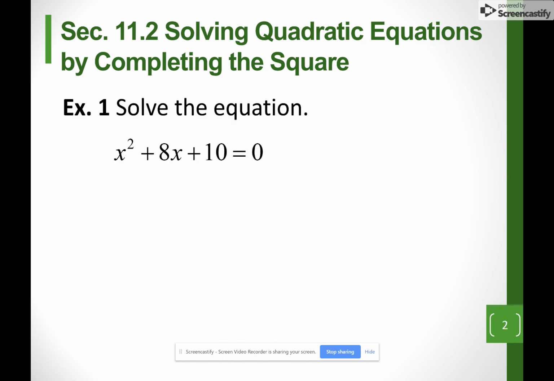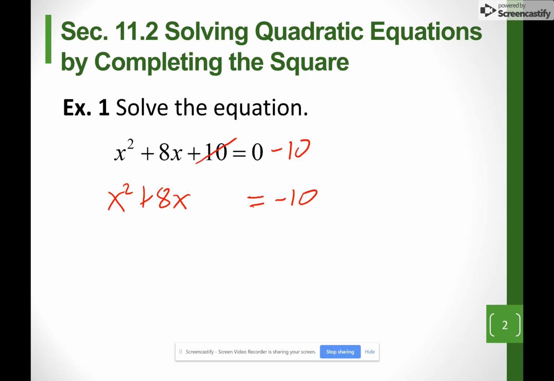Let's take a look at this. We're going to solve this by the quadratic equation by completing the square. I'm going to, first of all, move the 10 over. So I get x squared plus 8x. I'm going to leave myself some space. And this is equal to negative 10.